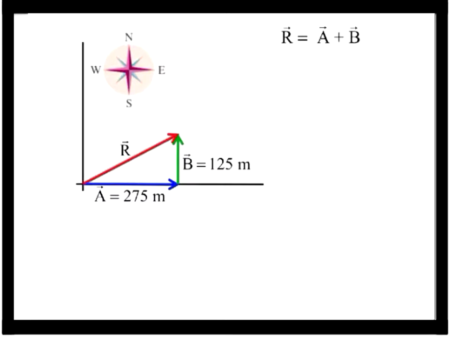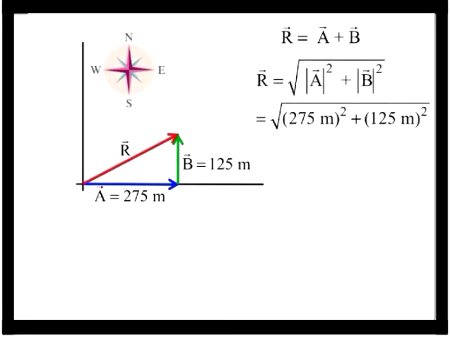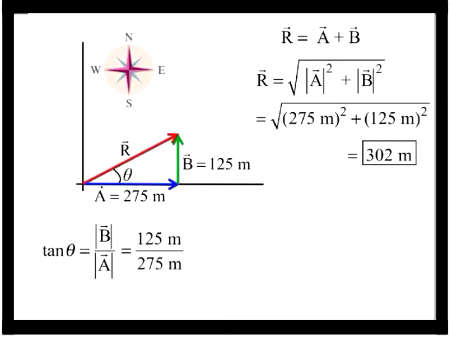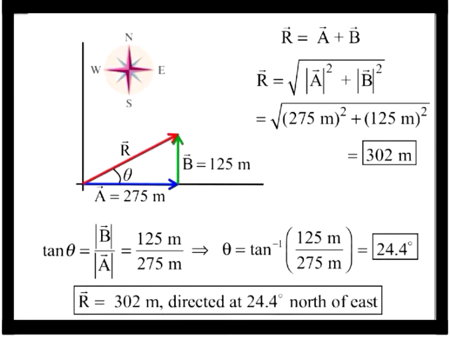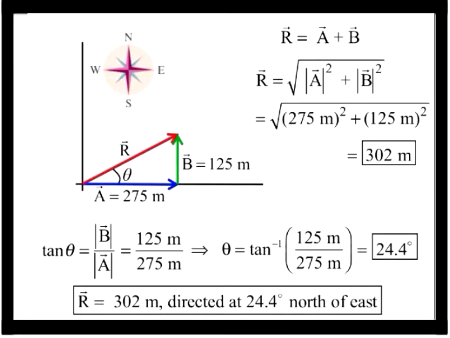r will be equal to the square root of 275 meters squared plus 125 meters squared, or equal to 302 meters. We can determine the direction of r by specifying the angle theta. Notice that tangent theta is equal to the opposite side over the adjacent side, or in this case the magnitude of b divided by the magnitude of a. Using our calculator, we find theta is equal to 24.4 degrees. A complete description of the car's displacement vector would be 302 meters directed at 24.4 degrees north of east.